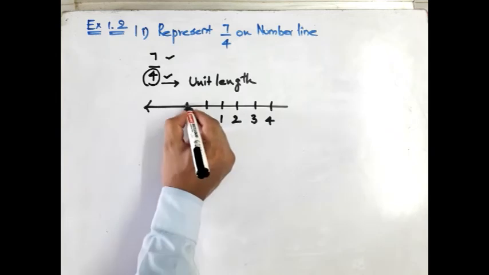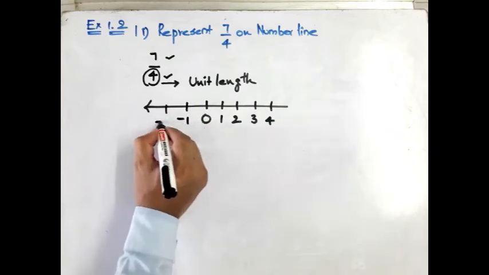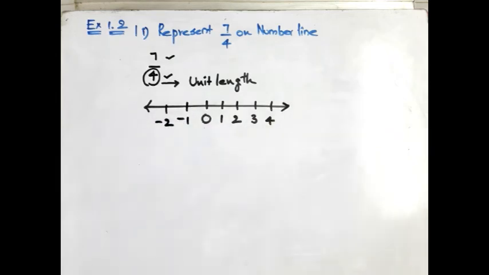Okay, and towards the negative direction: -1, -2, and so on. This is the way we usually represent integers on a number line.